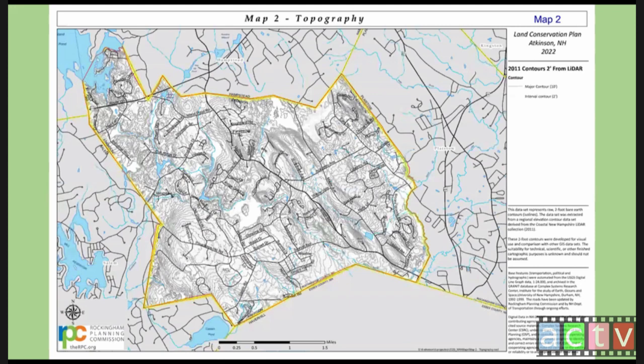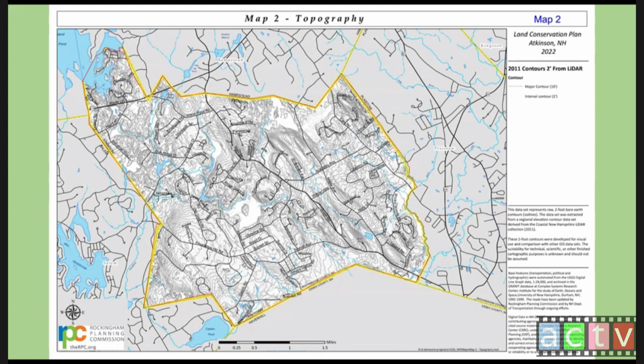Map number 2 is a topography map. This is an interesting map. I'd never seen this map before. It's produced by an elevation contour data derived from a 2011 Coastal New Hampshire LiDAR study. LiDAR is a technology that uses special aircraft-mounted lasers for measuring elevations.